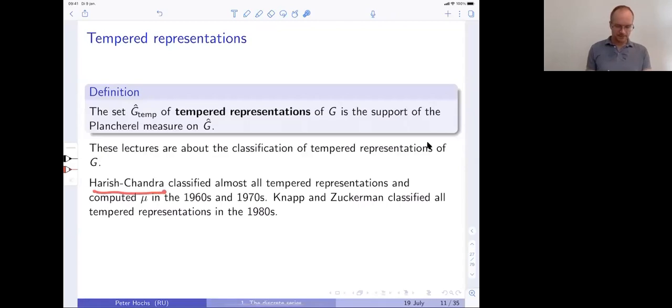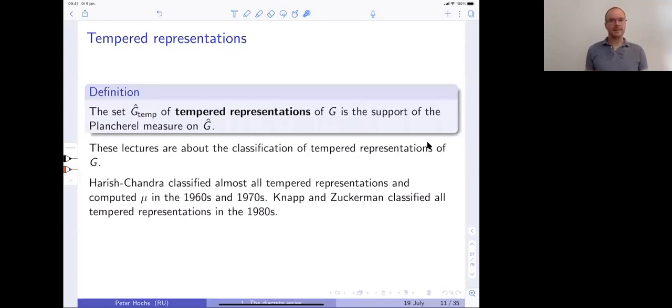Harish-Chandra did very important work on semisimple Lie groups. He classified, he computed the Plancherel measure, which was a monumental bit of work. Included in computing the Plancherel measure is computing its support, or at least the support up to a set of measure 0. And that's what he did in the 60s and 70s.